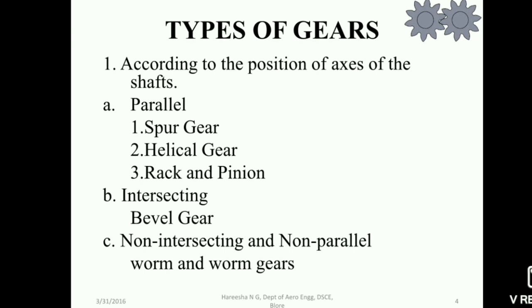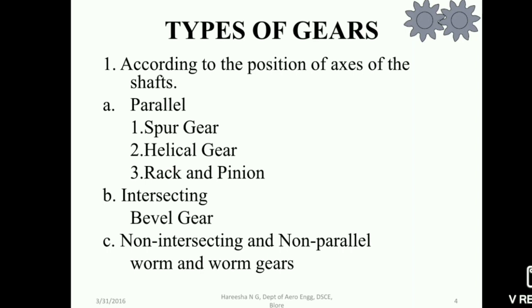So hope now you are clear regarding what is a gear and what is the purpose of gear. Now what are the types of gears? We can differentiate the gears on the basis of the position of axis. When both axes are parallel, you will be using gears in order to transmit motion from one shaft to another shaft. So when the arrangement of shafts is parallel to each other, you have spur gear, then you have helical gear, then you have rack and pinion.